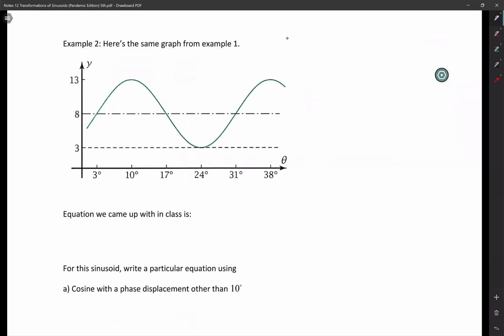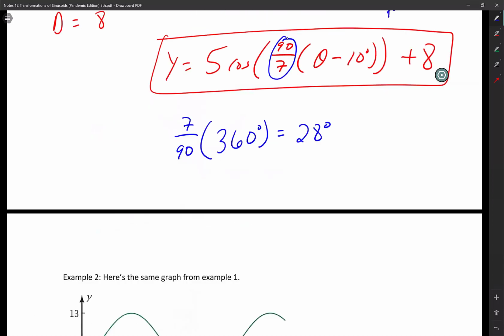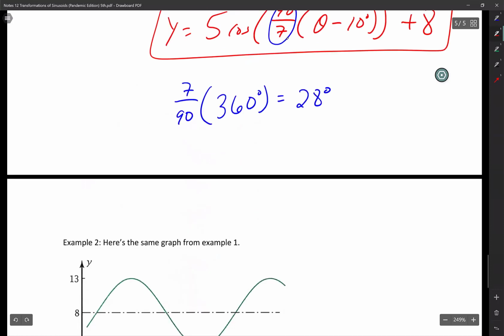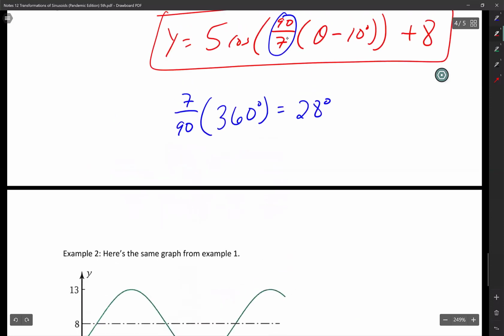Example 2. And don't worry, guys, we're almost done. This graph that you see is the exact graph that we just drew. The equation we came up with as a class is this one, so let's write that one in. Y equals, let me do it in red, 5 cosine 90 over 7 theta minus 10 degrees, close, close, plus 8.